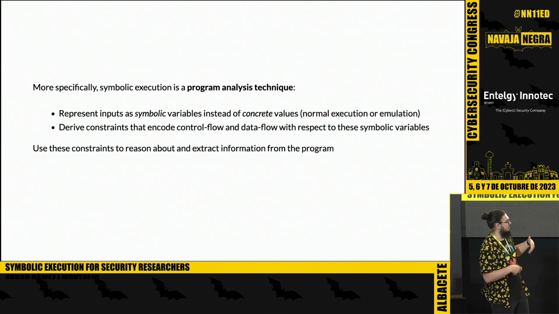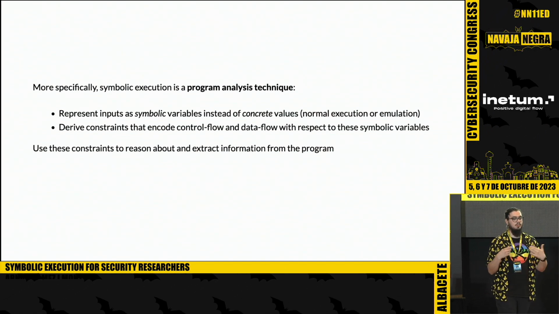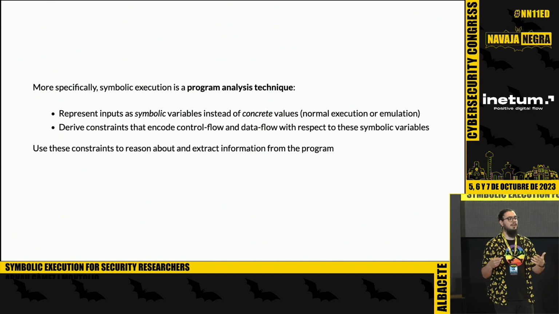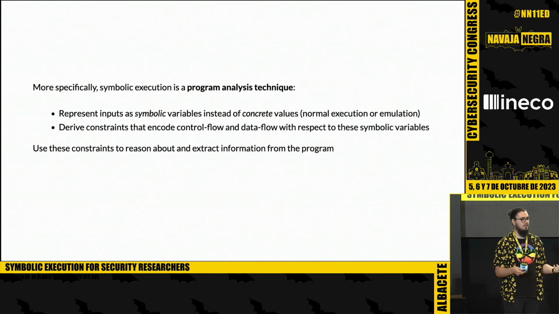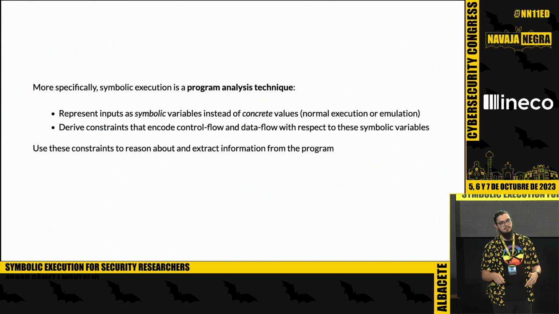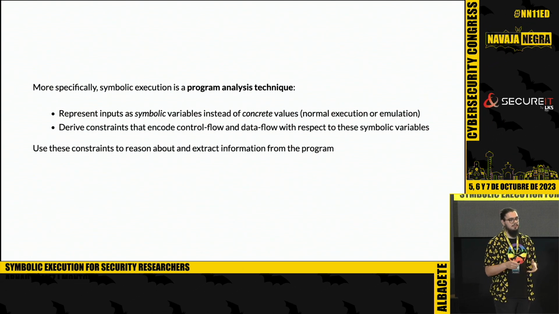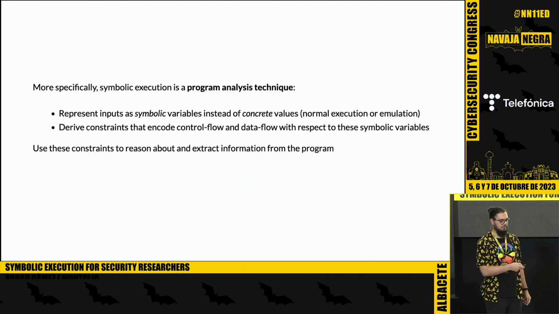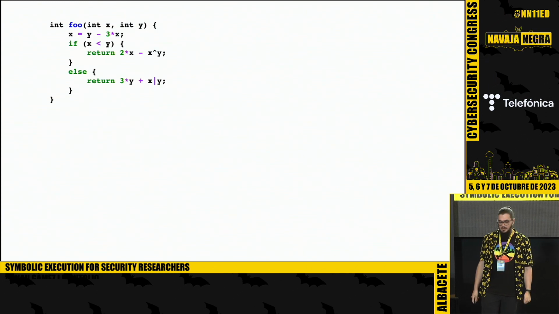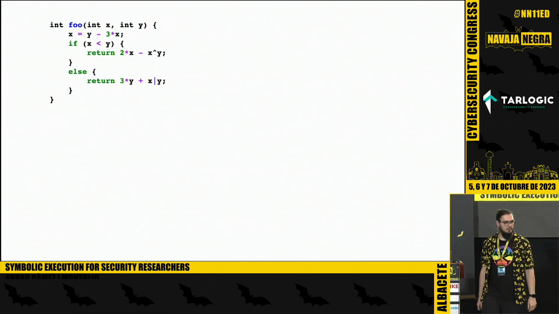What does that mean, deriving constraints? Deriving constraints means deriving conditions. So we have some values for some input parameters, and then we derive what is the condition that these two parameters have to satisfy so we end up at this point in the code. We'll see some examples. Let's start with this one, just to illustrate that.